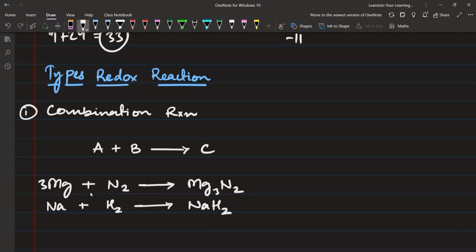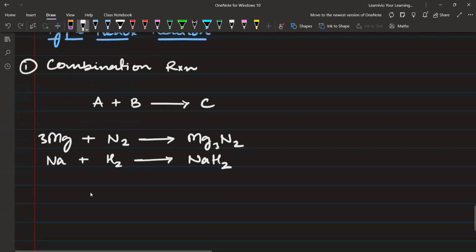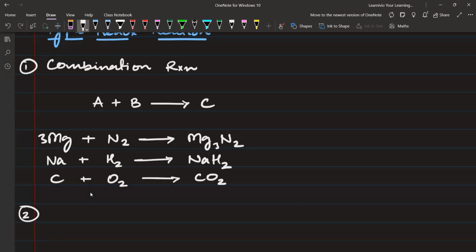You don't need to write this down. Just see. Nothing very hard here. Does this make sense? Is it a combination reaction? Yes or no, guys? Tell me. And you can have more examples. Carbon plus O2 gives you CO2. So you will have multiple reactants and only a single product. Next, the reverse of this reaction is known as decomposition reaction.